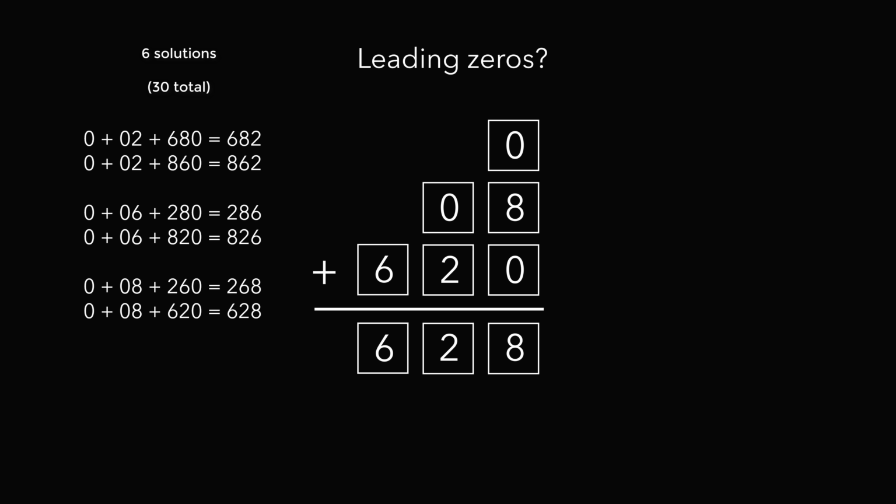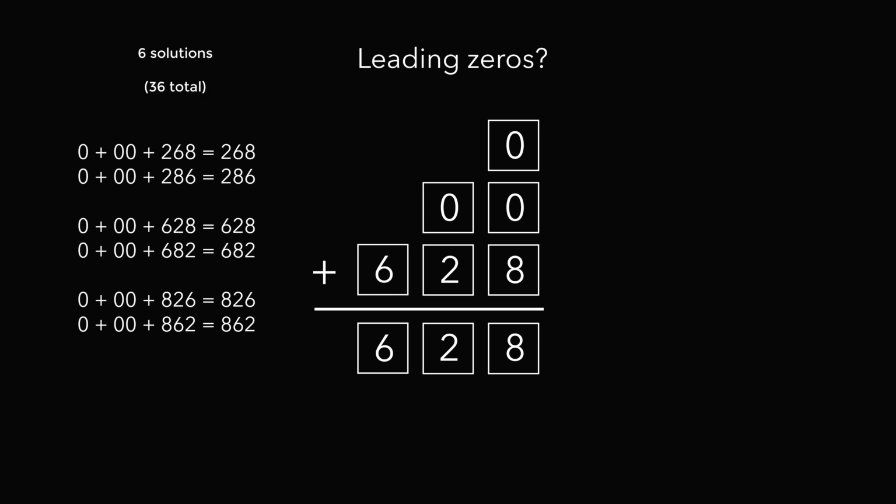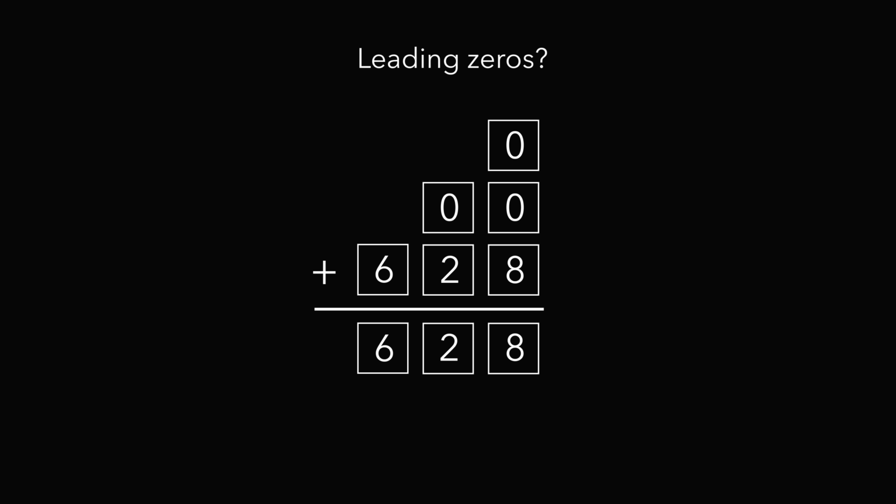But we're not done yet. We could also move the 8 down one more time. So if we move it over here, I would say we have something of a trivial solution. We have 0 plus double 0 plus 628 is equal to 628. Well, that's not that interesting. But if we are to think creatively, we would want to consider all possible cases.